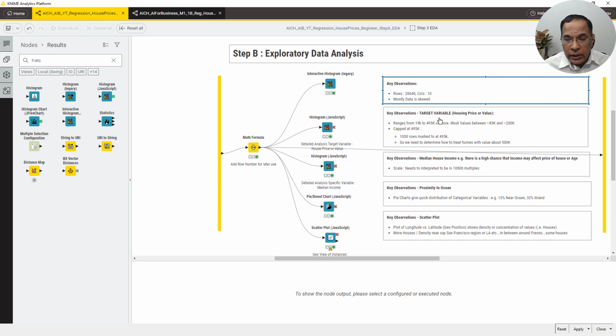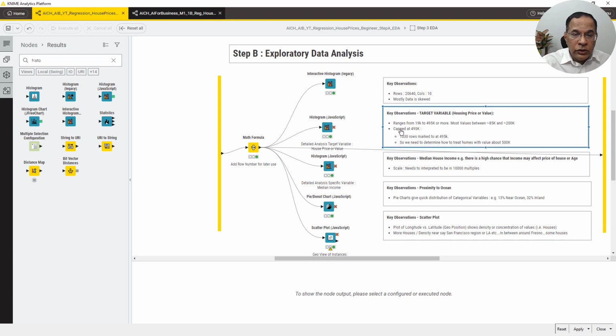Now I'm doing target analysis. Like I said, that's an important analysis. You want to make sure that is there, which is the house prices, right? Now there I can see the ranges from 19K to 495K, which is obvious. There could be high-end homes as well as districts with high-end homes, and then those that are more in the rural or other areas, right? And then you can see that there's a capping of values around 495.